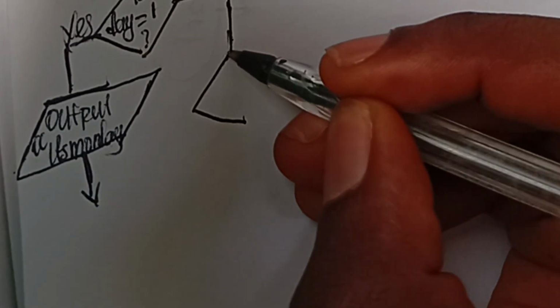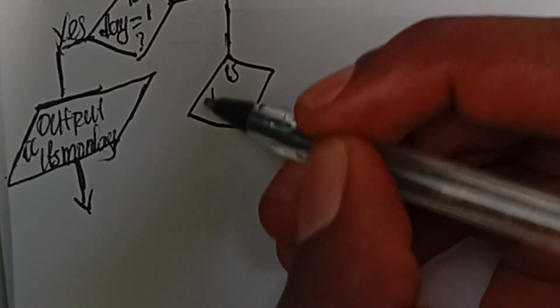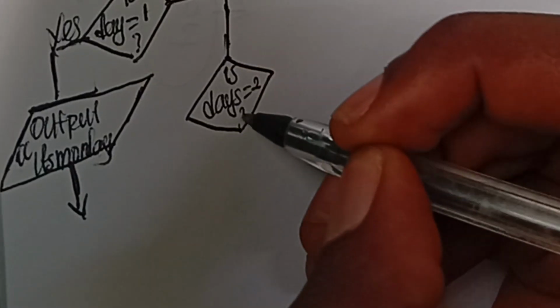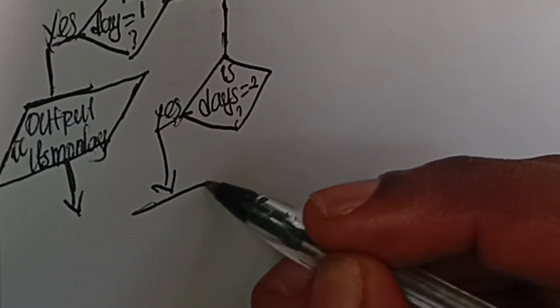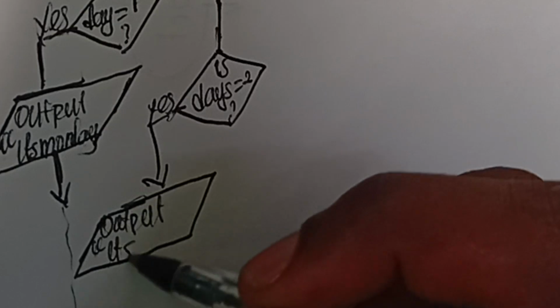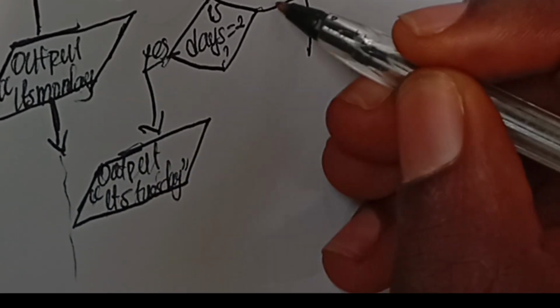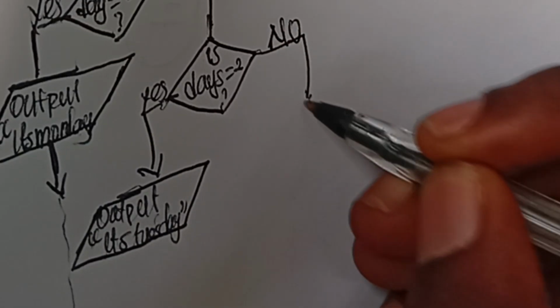What will happen if it is no? Then we want another decision. Is this equal to 2 question mark? If yes, we have an output. Okay, I feel like this output kind of like interrupt with this other one, but no worries. We get another output: it's Tuesday. No. Then we get a decision.